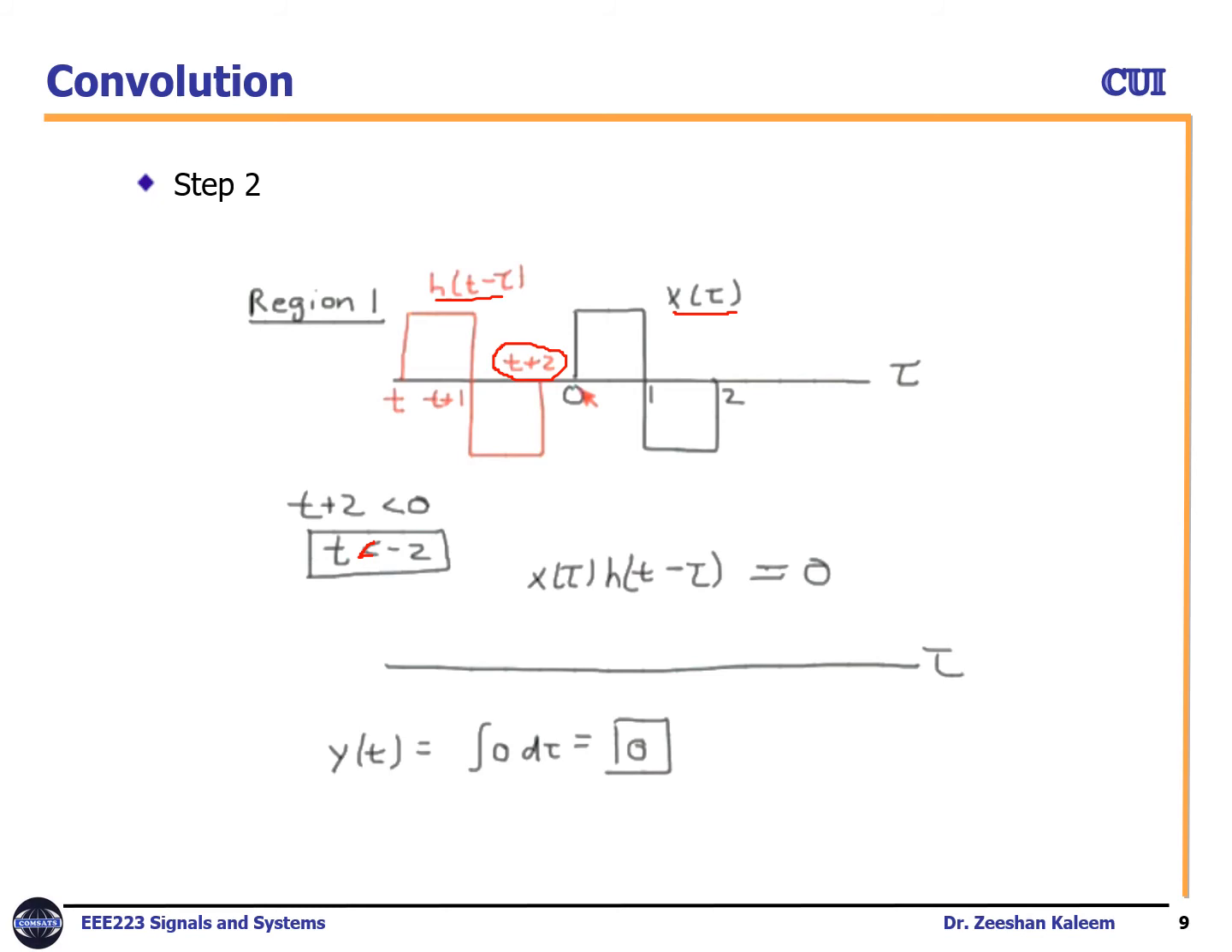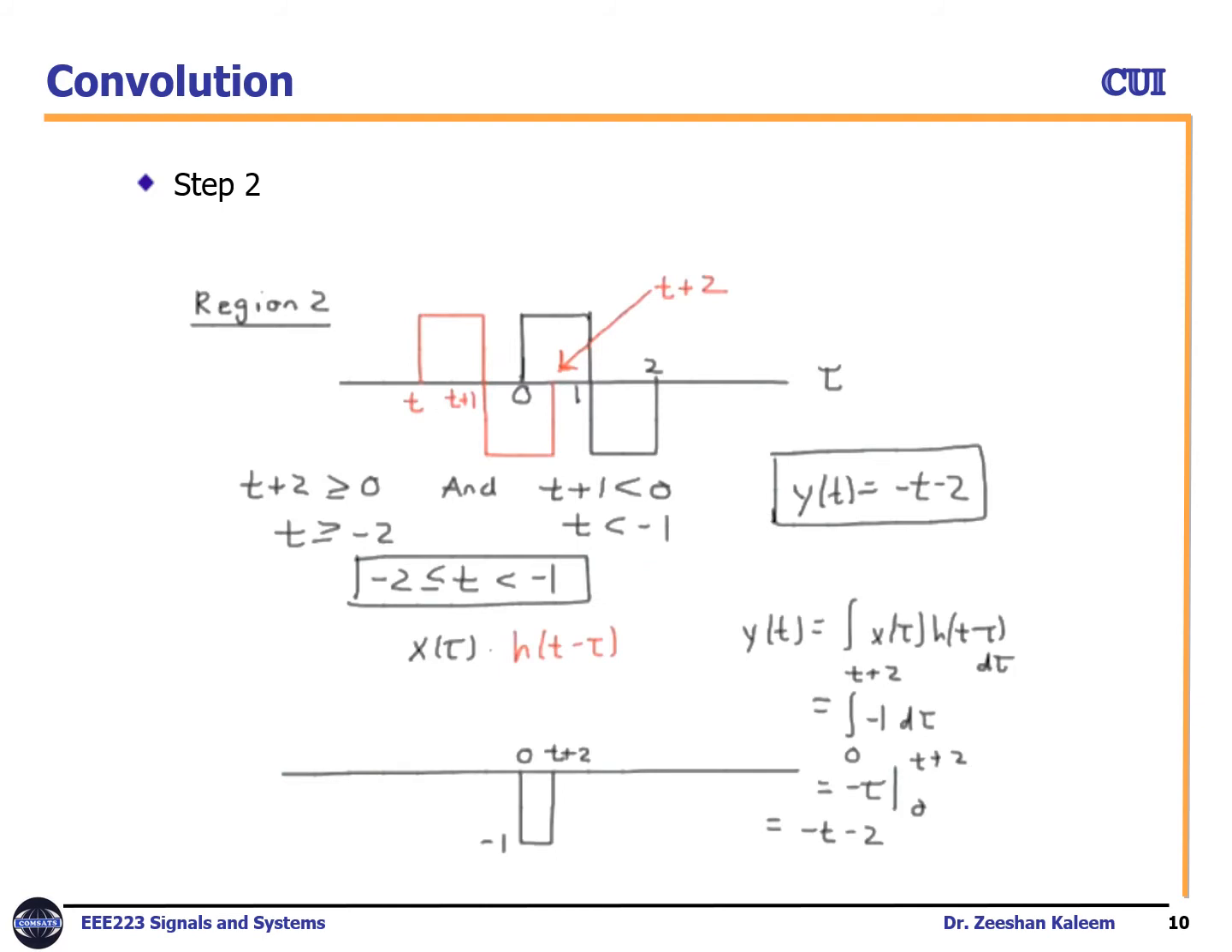So for this case, when we convolve x of tau with h of t minus tau, we will get 0 because there is no overlap. There is no overlap at this point, right? So we will get nothing on the line. So y of t equals 0, so we get the output 0. So for the range t plus 2 less than 0, or t less than minus 2, we have a 0 value.